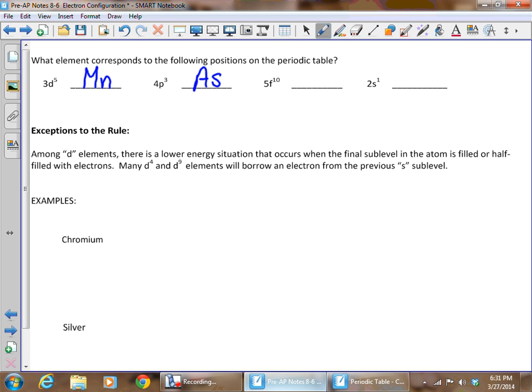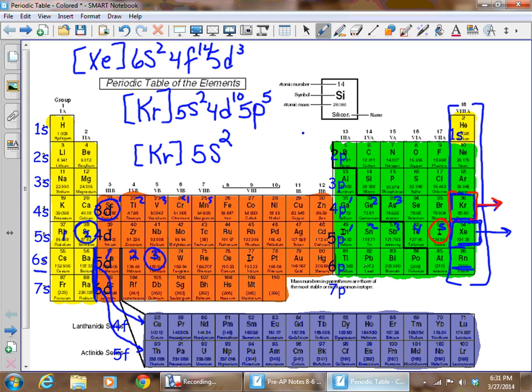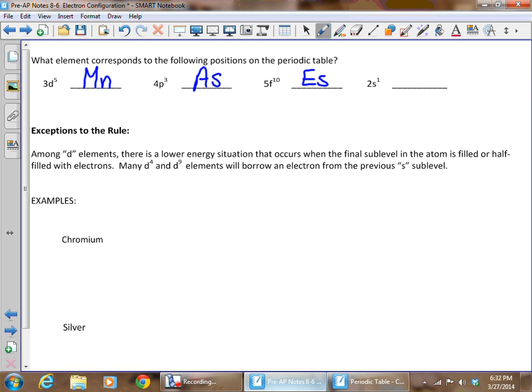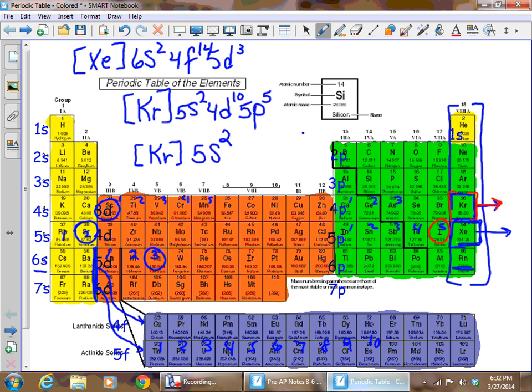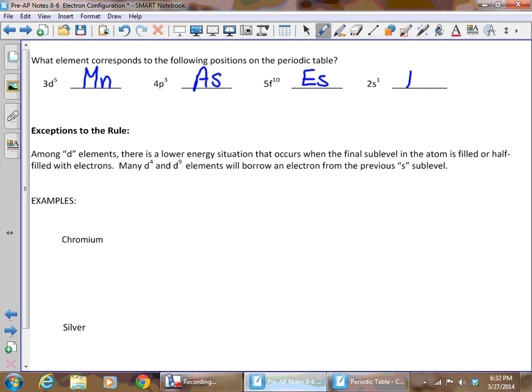I'd like you to pause it really quickly and see if you can do 5f10 and 2s1 yourself. And hopefully you did that. 5f10, 5f's down here in the 1, 2, 3, 4, 5, 6, 7, 8, 9, 10. The 10th position, we see that we have Einsteinium, Es. Hopefully that's what you got. And for 2s1, up here at the 2s sublevel in the first position, we have lithium. So just working backwards a little for that.